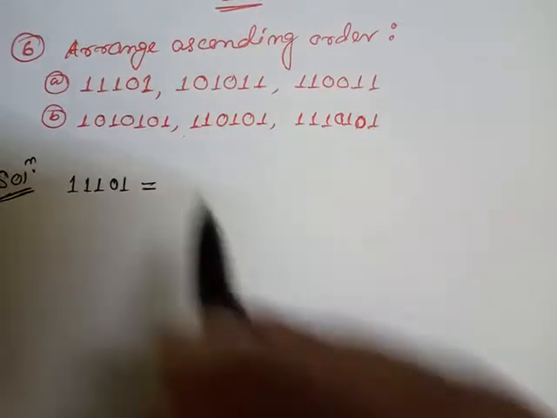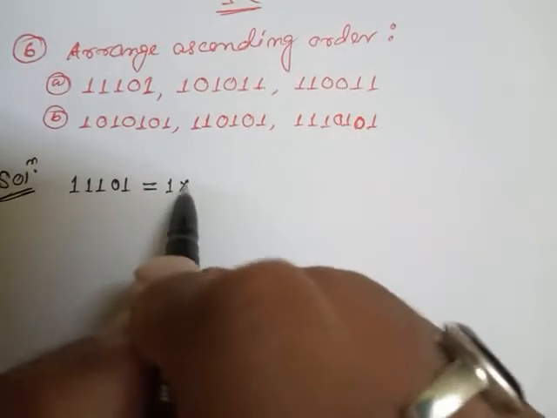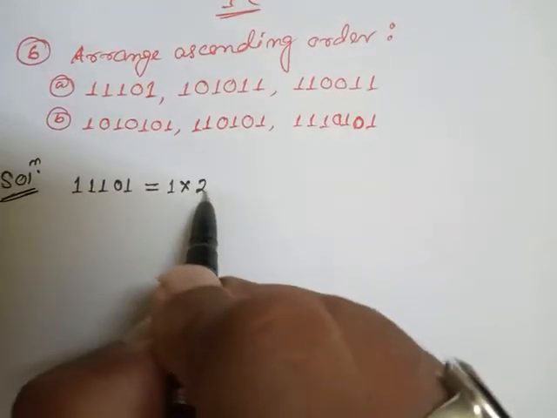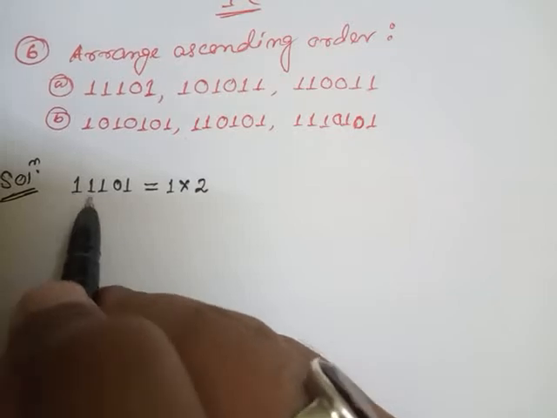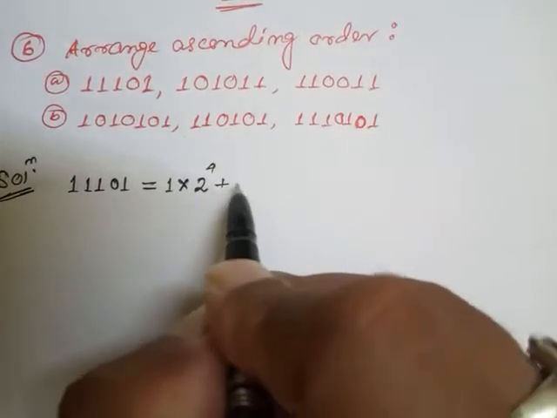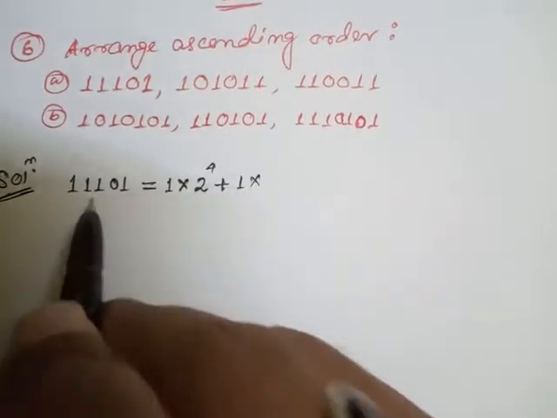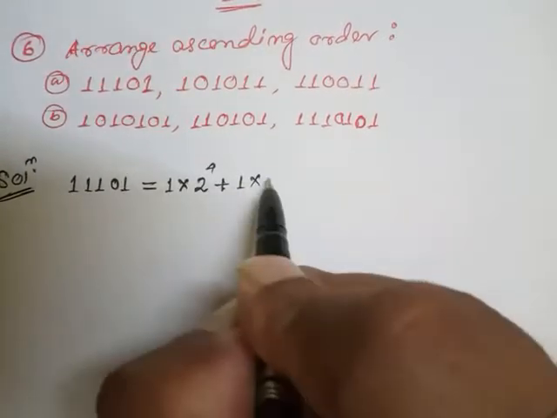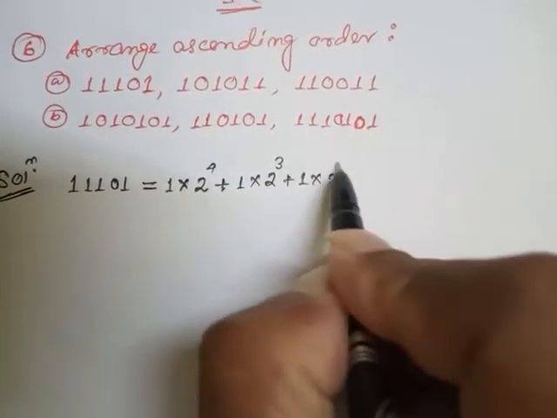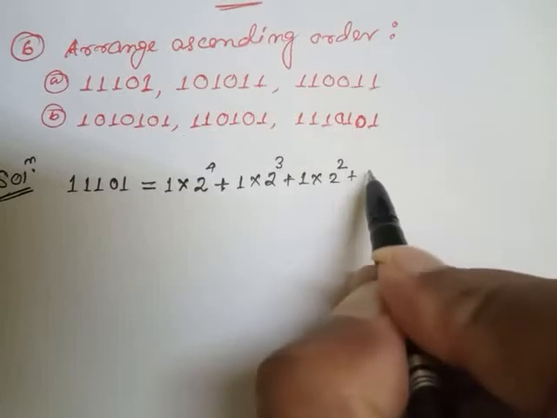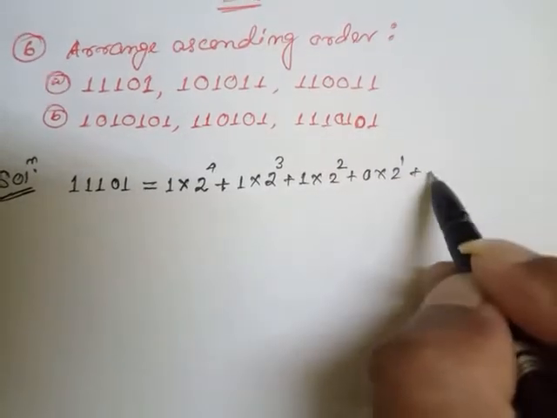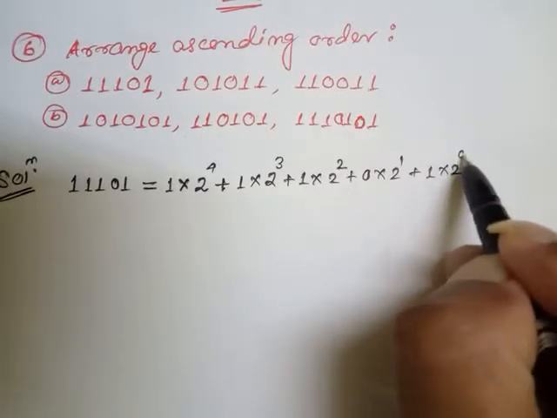How to convert? As I said, all these values are given in binary, so I will use the binary base 2. After the first 1, how many digits are there? 1, 2, 3, 4. Right, here 4. Then 1 into 2 cube, then again 1 into 2 square. Then 0 into 2 to the power 1, and the last one is 1 into 2 to the power 0.